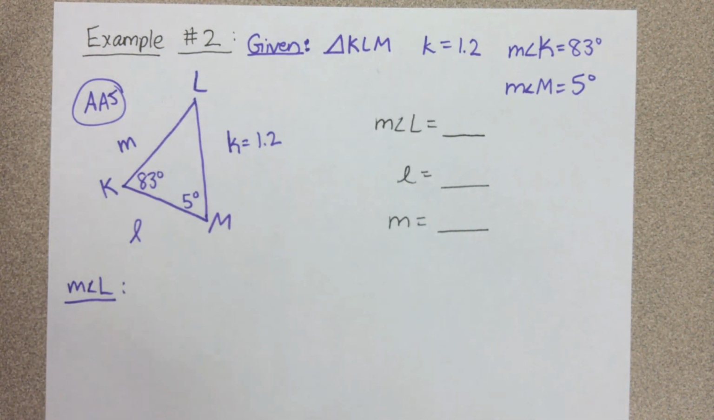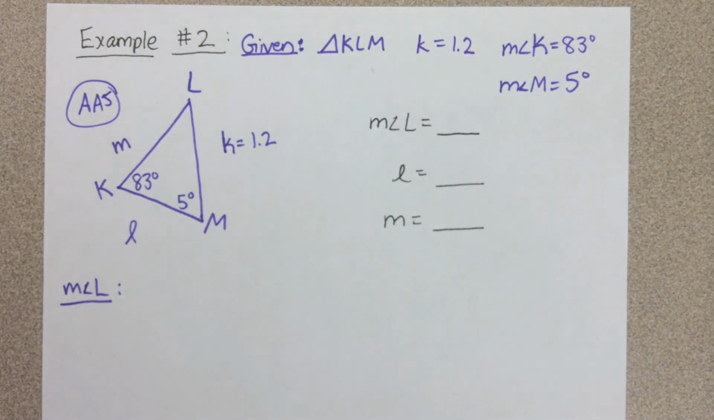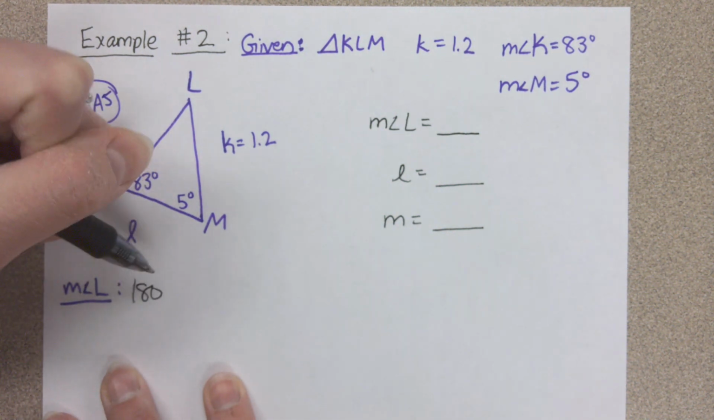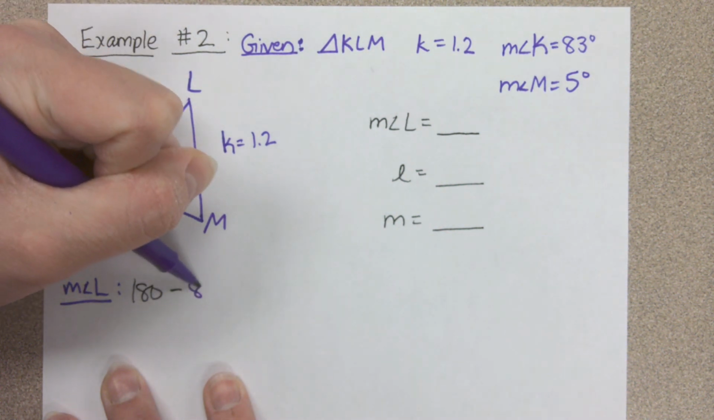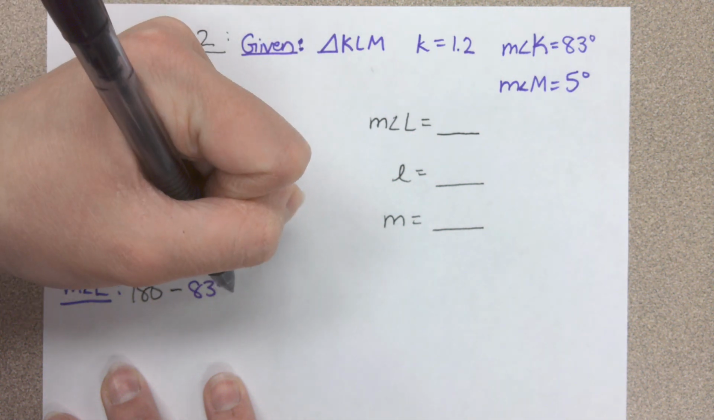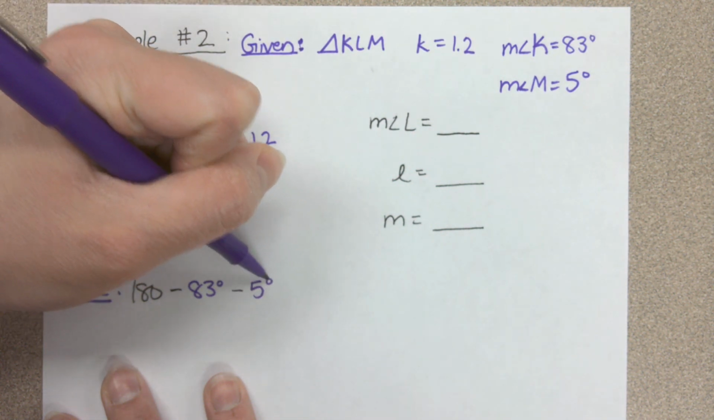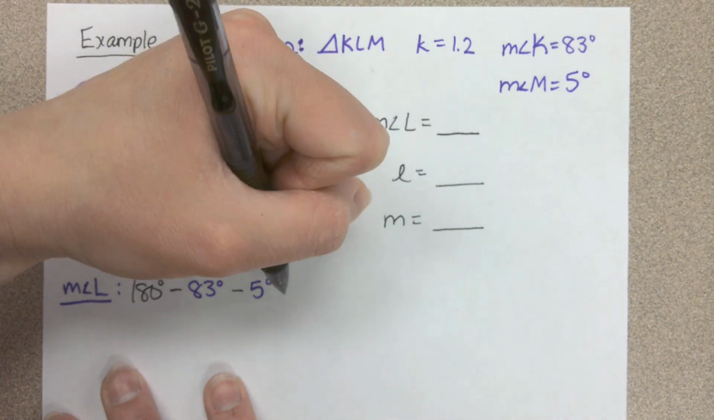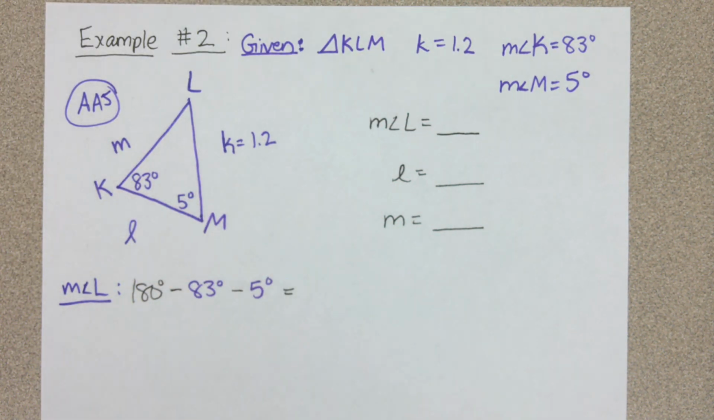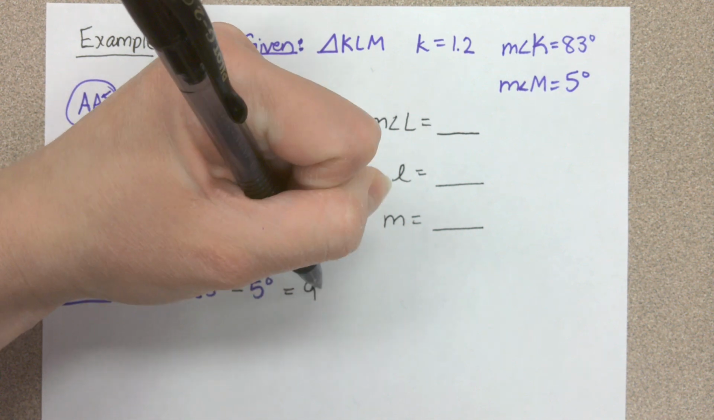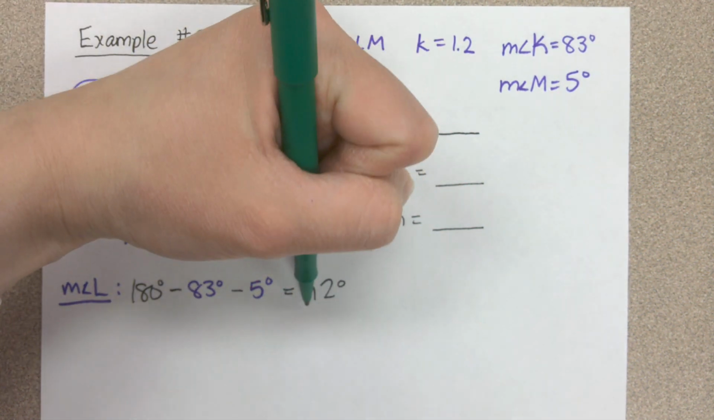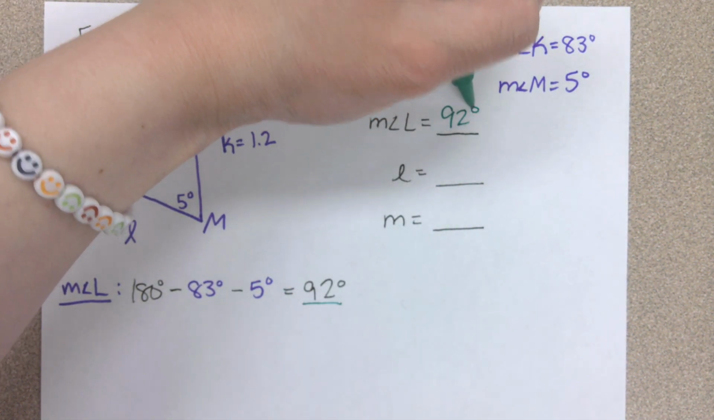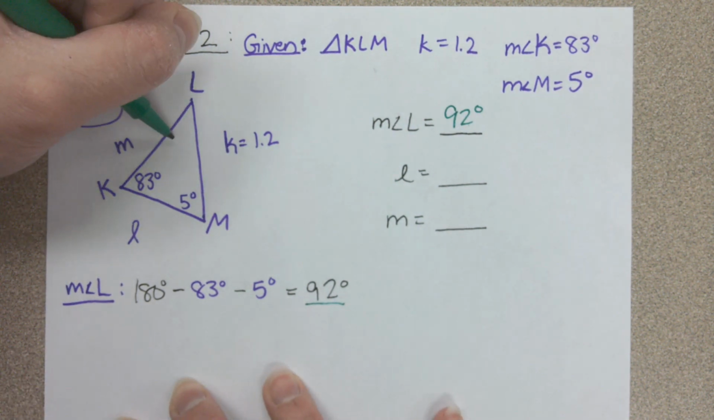Just like the last problem, 180 minus the two given angles. 180 minus 83 minus 5 degrees. 92 degrees is what's remaining. That is our answer. So angle L is 92 degrees.